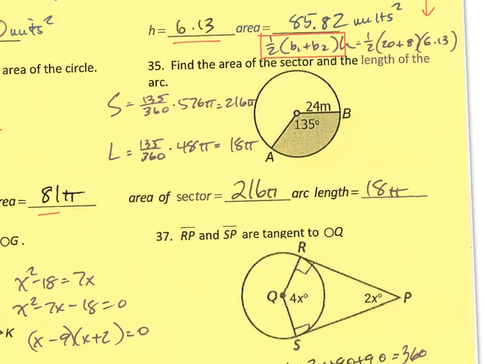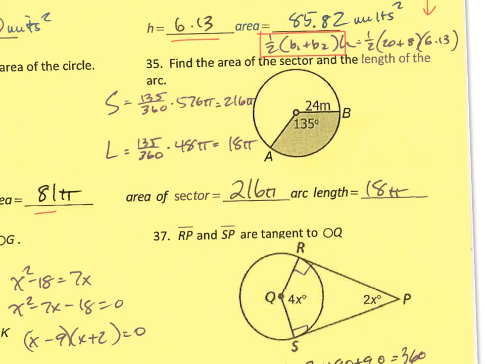This one, find the area of the sector and the arc length. Area of the sector formula, we know S equals the measure of the arc over 360 times the area of the circle, and the area of the circle we know is r squared pi, right? So back to, write that out like area of the circle. So the area of the circle is r squared pi. So now I go 24 squared pi. So I'm going to find the area of the sector. So the area of the sector ends up being 216 pi.